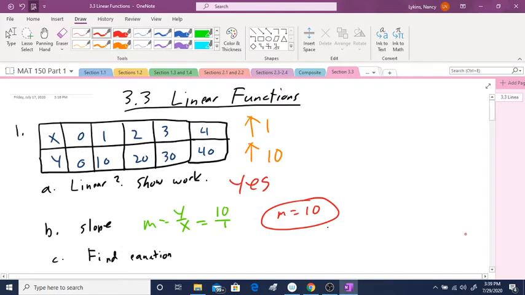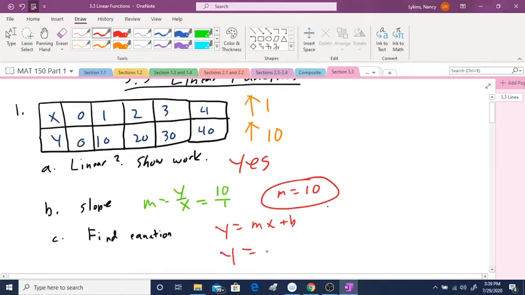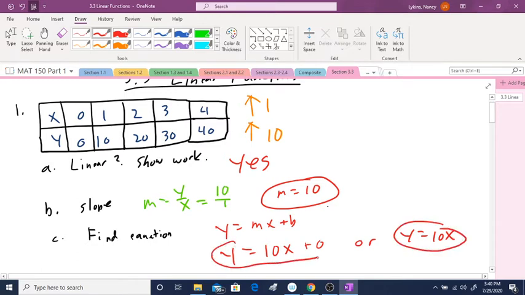Finally, in this one, I'm going to ask us what the equation is. I just want you all to think about this for a second. It needs to be in y equals mx plus b format. What is my slope? It's 10. What is my y-intercept? That means when is x 0? Well, when x is 0, what is y? It's 0. So my equation is 10x plus 0, or it's just 10x. Doesn't matter which one. I know some people just want you to put 10x. For me, if you put 10x plus 0, I am perfectly fine with that.